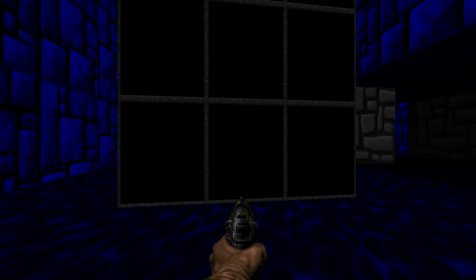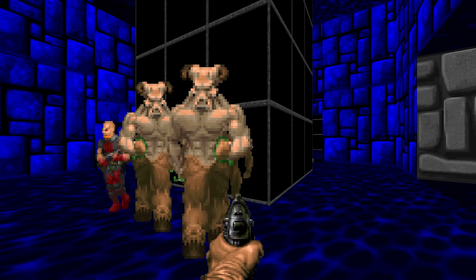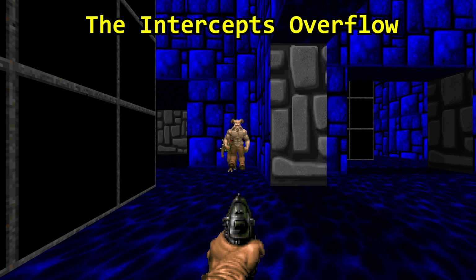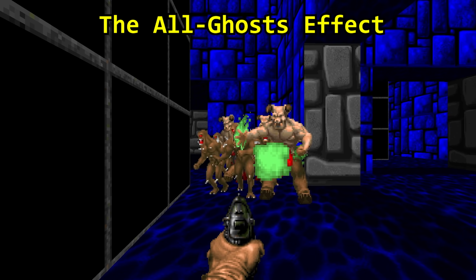The ghosts we're talking about are caused by an extremely rare bug that doesn't involve Arch-viles: the intercepts overflow, more commonly known as the All Ghosts effect.